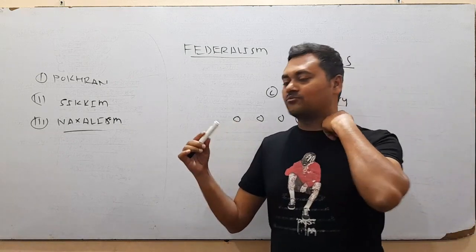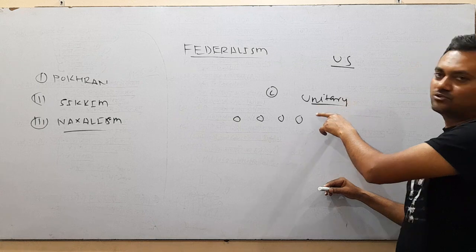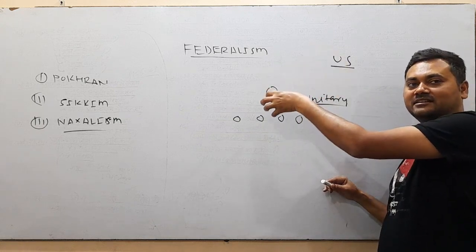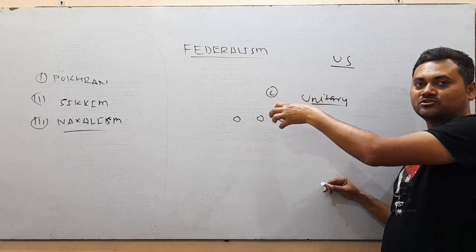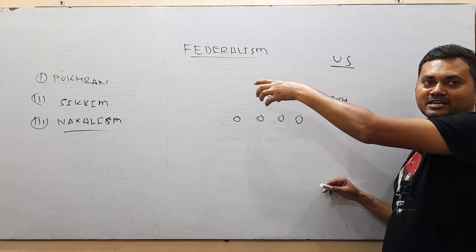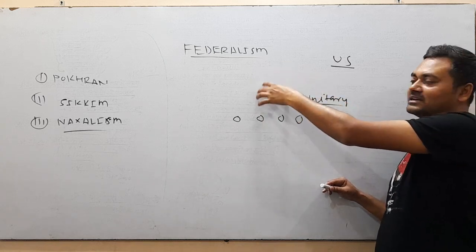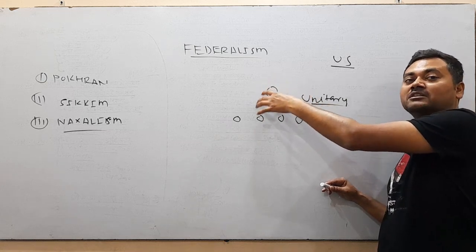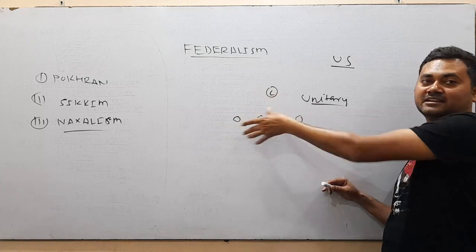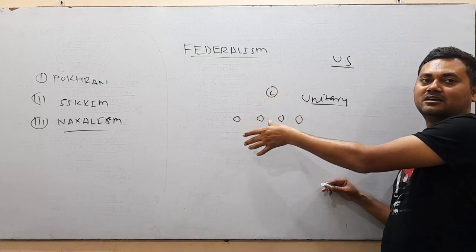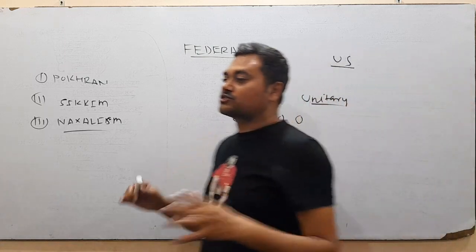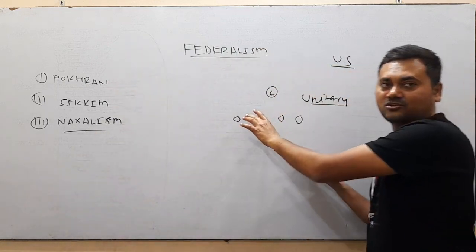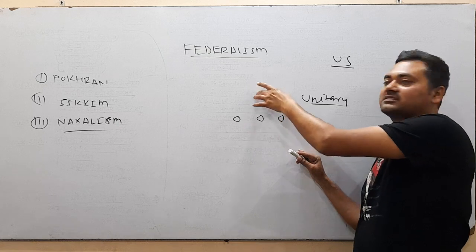But in federalism, what happens? The word I used was unitary. In unitary, the whole power is focused in the center only. But in federalism, the power is within the center, but some of the power is also shared among the states. And in any truly federalistic country, these states have almost equal power as the center has.